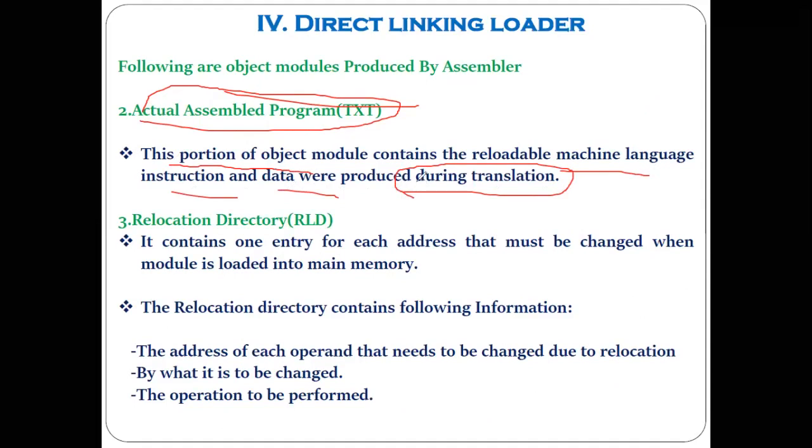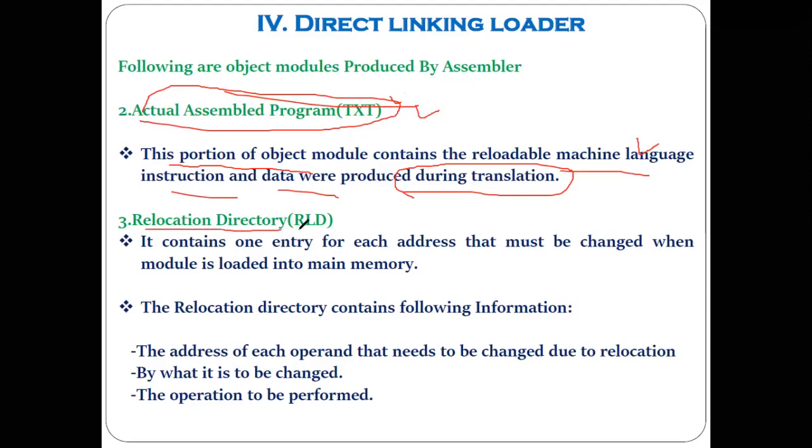When the assembler does the translation of the source program into the machine program, it produces the second kind of object module that is called the actual assembled program. And this actual assembled program is nothing but your machine language program, that is the machine language instructions and data. So this is the second kind of object module.